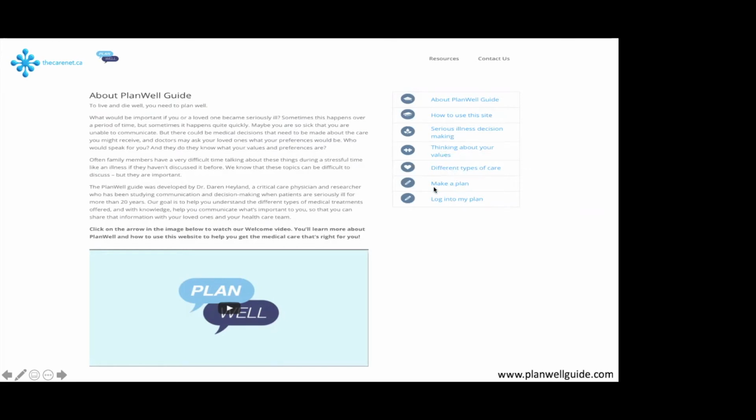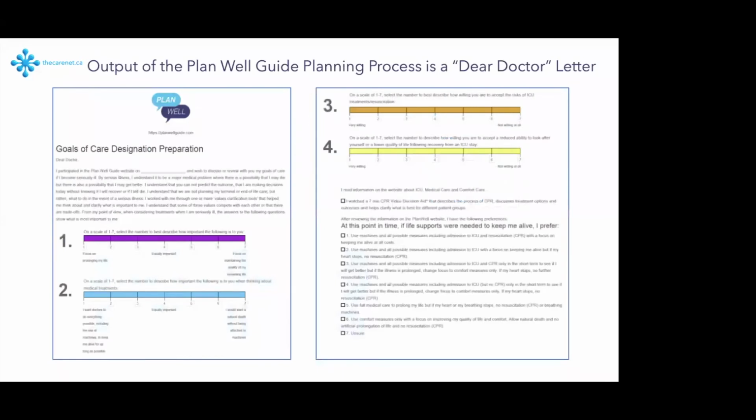And then they would need to actually log in and begin the process of making their plan, where they'll rate their values on those value scales that I showed you, and document their medical preference, aided by that grid that I already showed you. And then there's space for them to document their substitute decision maker and any residual questions.